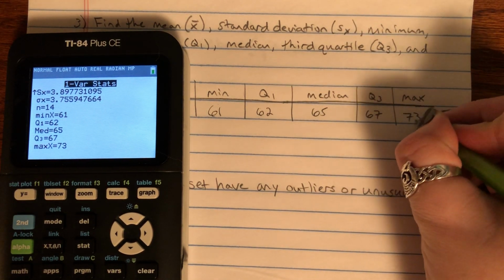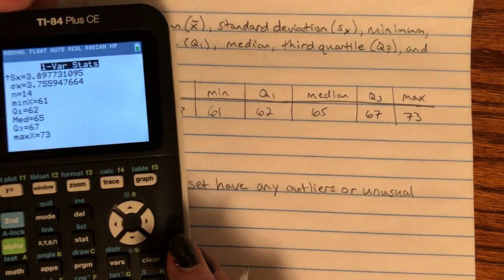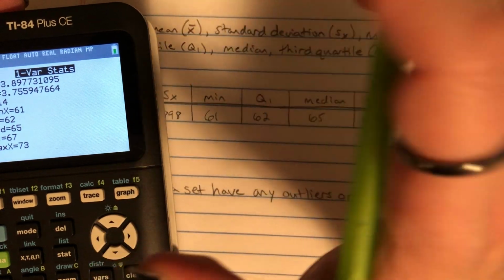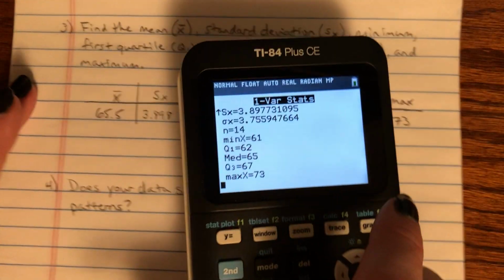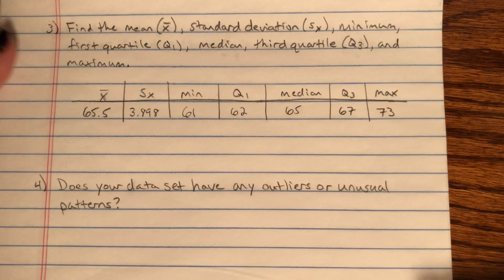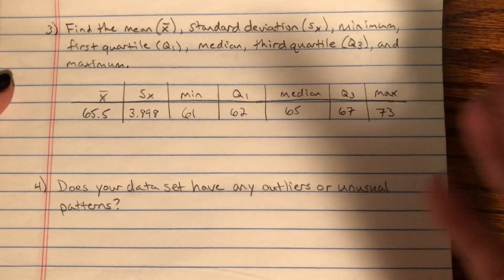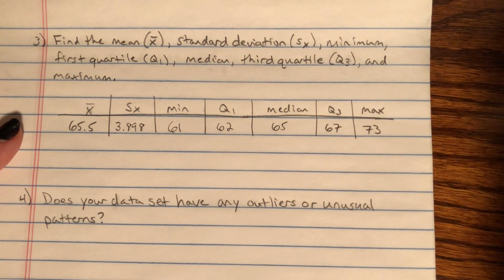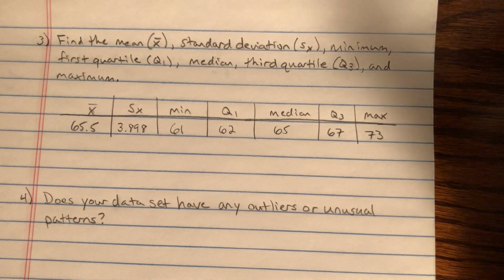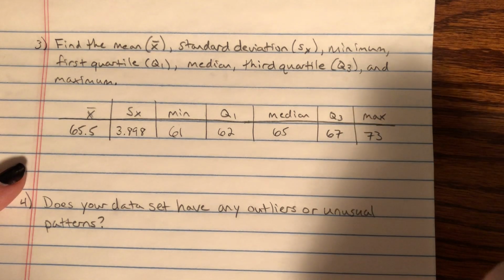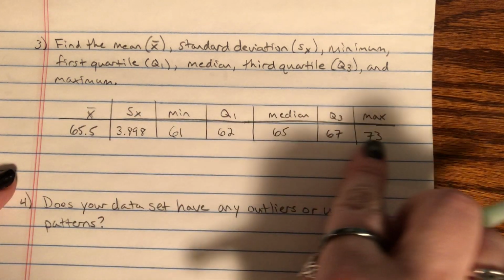Maximum 73. Now it's really useful to know how to do this using a calculator or a computer program, because the trend currently in real life is big data sets. We have to deal with a lot of really big data, and it's very difficult to do that by hand. So knowing how to use the calculator or Excel or some other program to calculate this without doing it by hand is so vital. So these are all my different values.